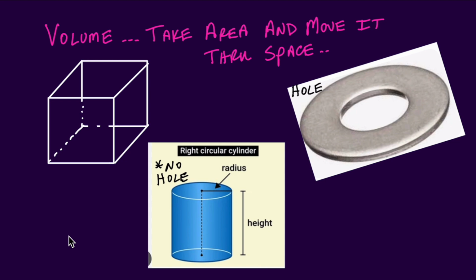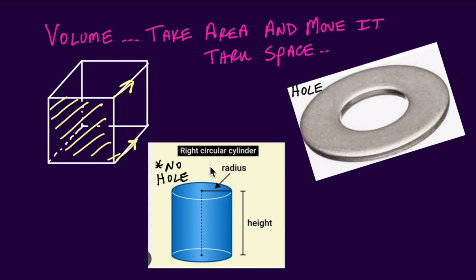Now let's move on to the concept of volume. Folks, volume is all about finding the area and moving that area through space. On the upper left here, we have a cube. As you can see, there's a third dimension added. So when we take the volume, we're going to find the area here, and we're going to take this area and move it through space this distance. That distance is the third dimension.